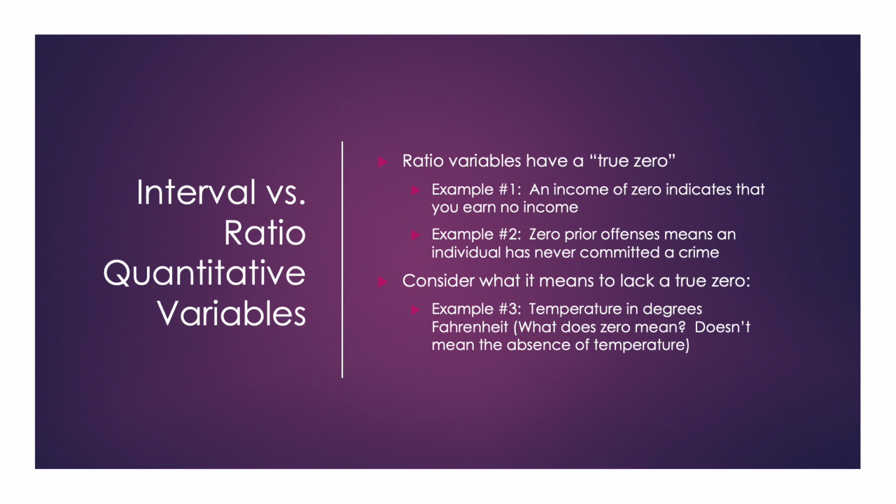So consider what it means to lack a true 0. For example, temperature in degrees Fahrenheit, what does 0 degrees Celsius or 0 degrees Fahrenheit mean? It doesn't mean that we have no temperature. Usually that just means it's very, very cold outside. 0 in this case does not mean the absence of temperature, and thus this interval variable, temperature, lacks a true 0.